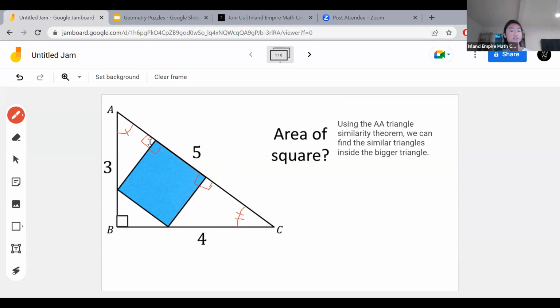Oh, Jasper, you can't think of any ideas. All right, don't worry about that. We're gonna go over where you can find those angles.